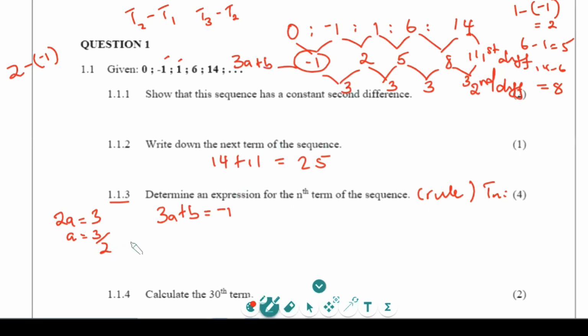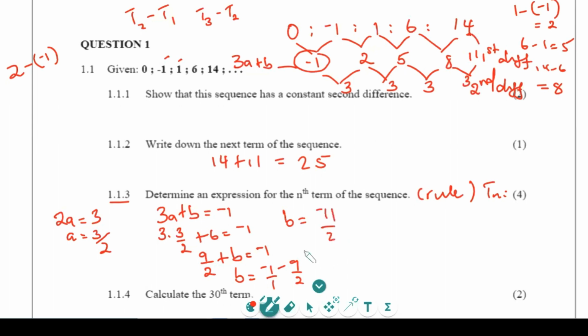And then we have our a, so we shall substitute this a in here, so that it is 3 times 3 over 2 plus b, which is equal to -1. When I simplify that, I'll have 9 over 2 plus b is equal to -1. Then for me to get my b, I'll transpose the 9 over 2 so that it is negative. And then when I simplify this, putting that in a calculator, I'll just have -11 over 2.